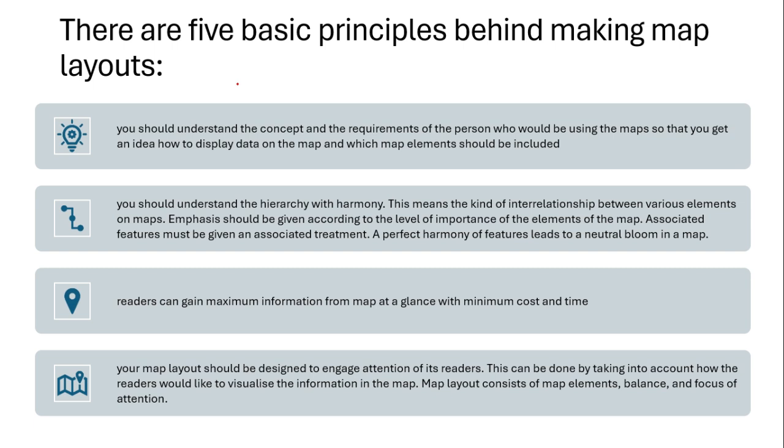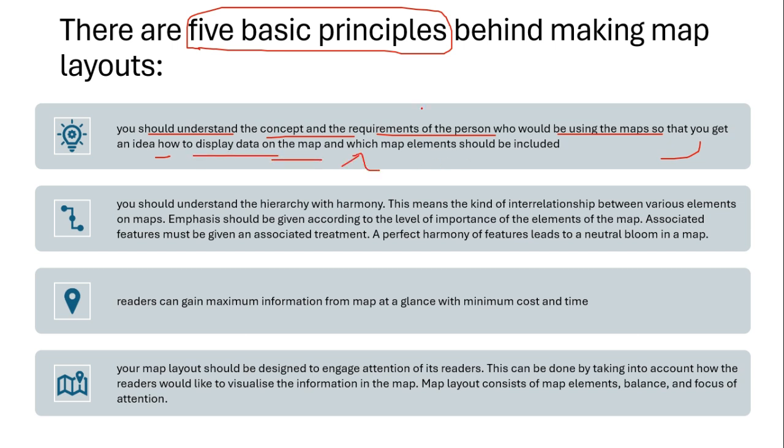So while creating a map layout, we have to keep in mind these five basic principles. We should understand the concept and the requirement of the person who would be using this map, so that you can get an idea of how to display data on the map and which map elements should be included based on the person's need. And also you should understand the hierarchy with harmony. It means the kind of interrelationship between various elements on the map. So emphasis should be given according to the level of importance of the element on the map. Based on that, we will prioritize the elements.